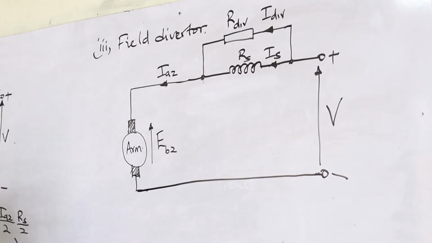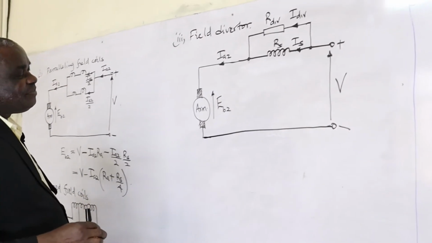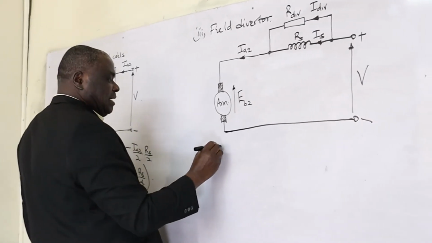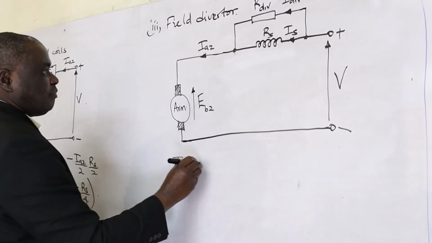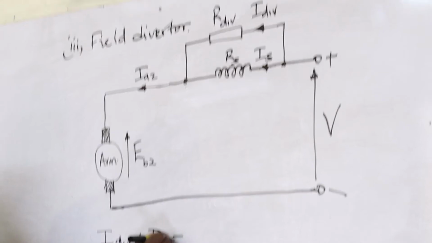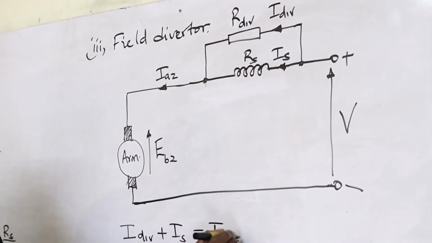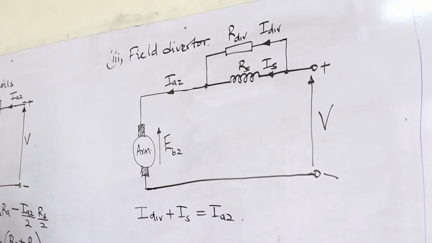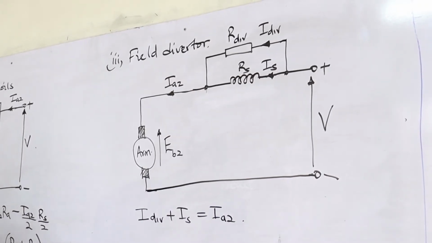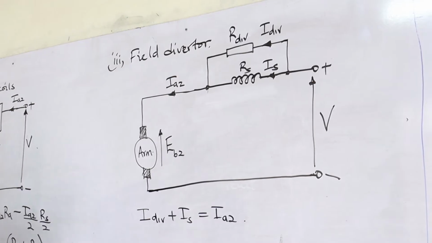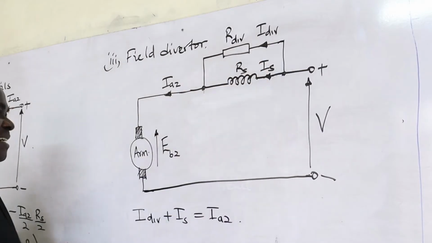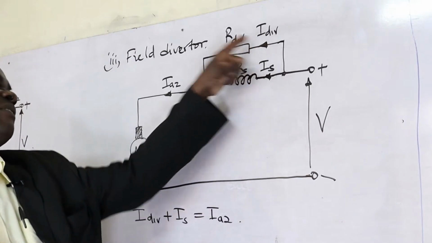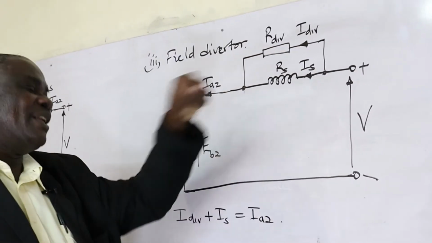Now from this circuitry, we can see very well that ID plus IS should be equal to IA2. Also, we are mostly interested in IS, the current that flows through the series circuit when the diverter is connected across that particular field coil.